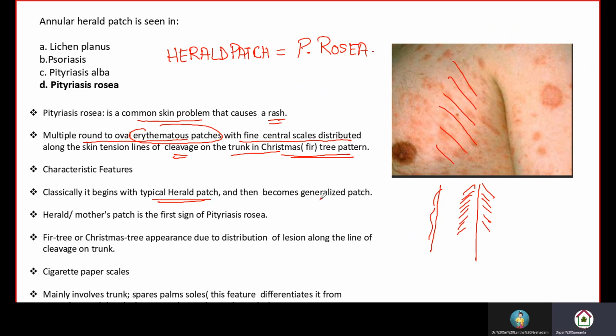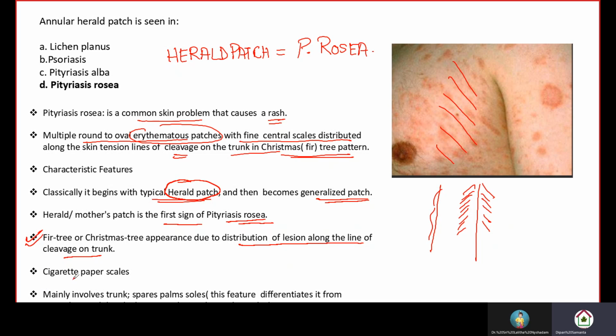Typical herald patch, which then becomes generalized patch. It starts with the herald patch, or mother's patch, which is the first sign of pityriasis rosea. Fir tree or Christmas tree appearance is due to the distribution of lesions along the line of cleavage on the trunk. Okay, this is the very characteristic feature of pityriasis rosea.